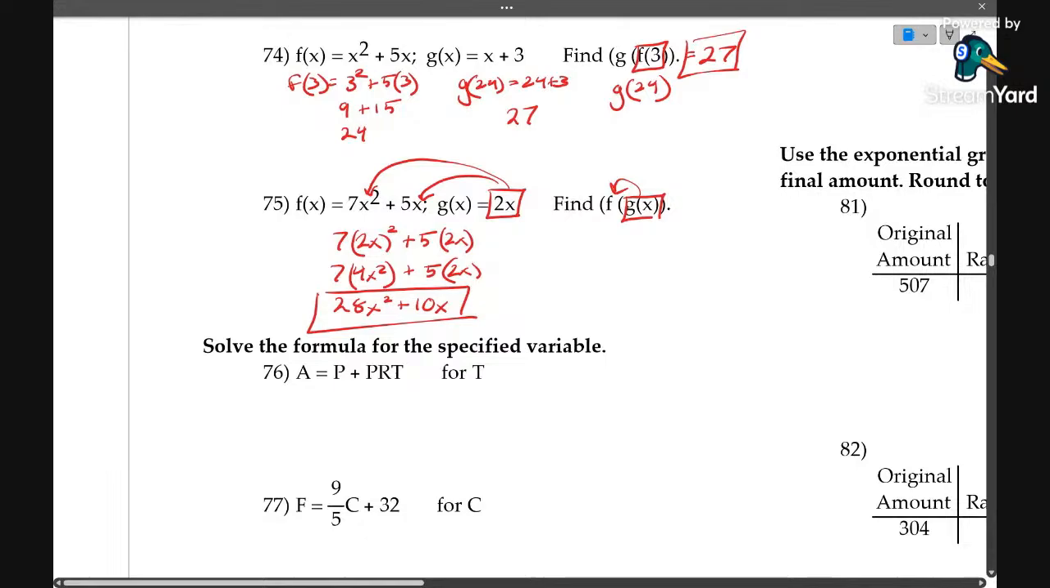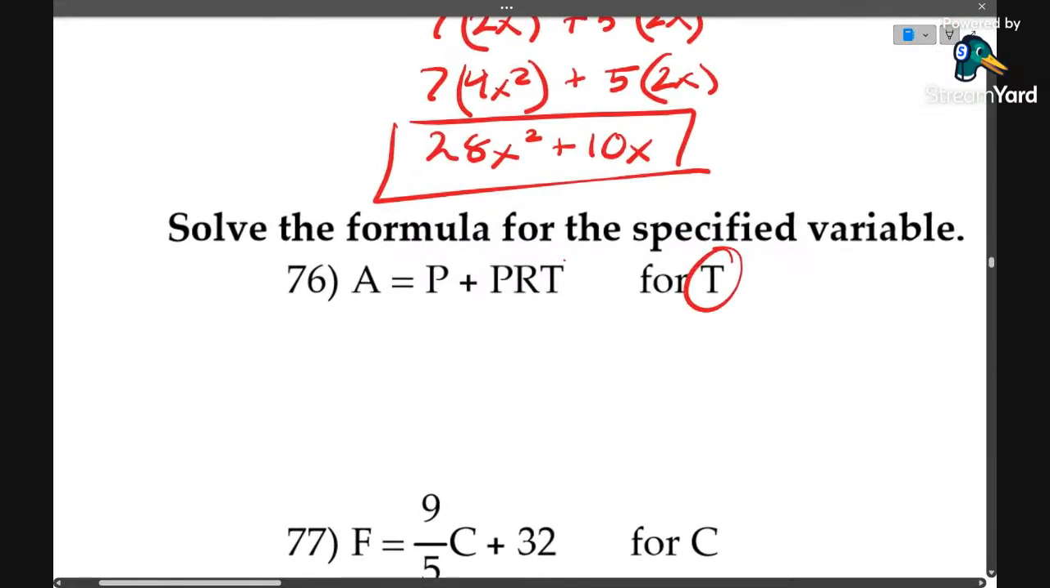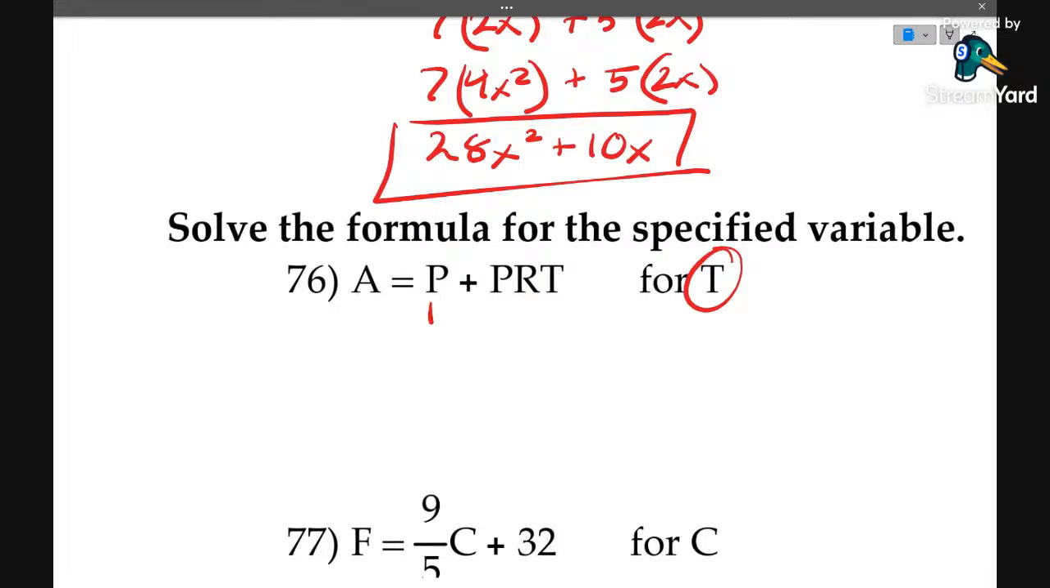Solving for a specific variable, we just want to isolate that variable by using our properties of equality: addition, subtraction, multiplication, division, just like we would solving a linear equation. And so I want to get t by itself. First thing I want to do is move the term that does not have the variable to the other side. So we're going to subtract p from both sides of the equation. A and P are not like terms, so I can't actually perform the operation. All I can do is denote the subtraction.